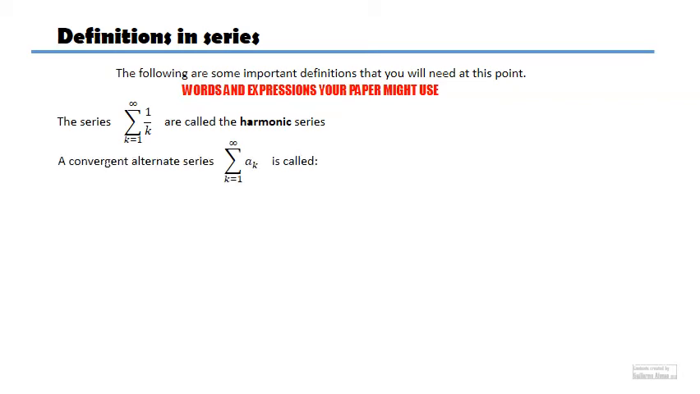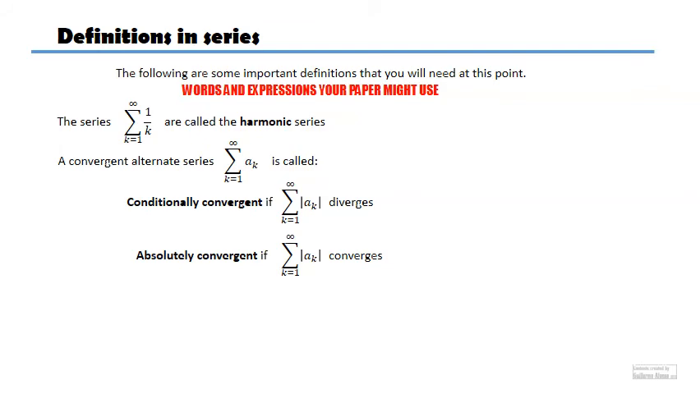Another thing, if I have a convergent alternate series, okay? If I take the absolute values and the absolute values diverge, then we say it's conditionally convergent. If I take the absolute values and that converges like the alternate series converged, then we say it's absolutely convergent. Just definitions, all you needed to know. The important consequence is that if I have a series that's absolutely convergent, so I take the absolute values on both sides, right? And I see that converges, then the series itself converges. That's it. Important definitions to know.